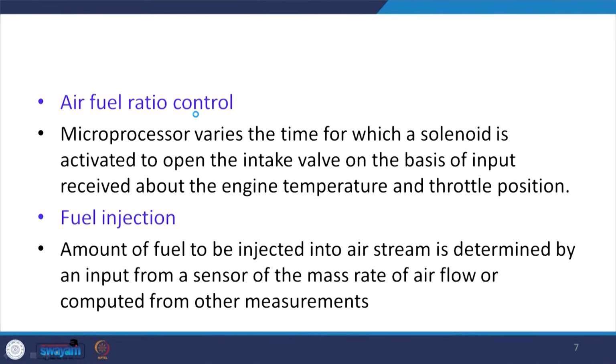So this is how spark timing is controlled with the help of a microprocessor. Similarly, for air fuel ratio control, the microprocessor varies the time for which a solenoid is activated to open the intake valve, on the basis of input received about the engine temperature and the throttle position. So, with engine temperature and throttle position as the input, the microprocessor controls the opening of the solenoid valve. Okay. So, this is how it is done.